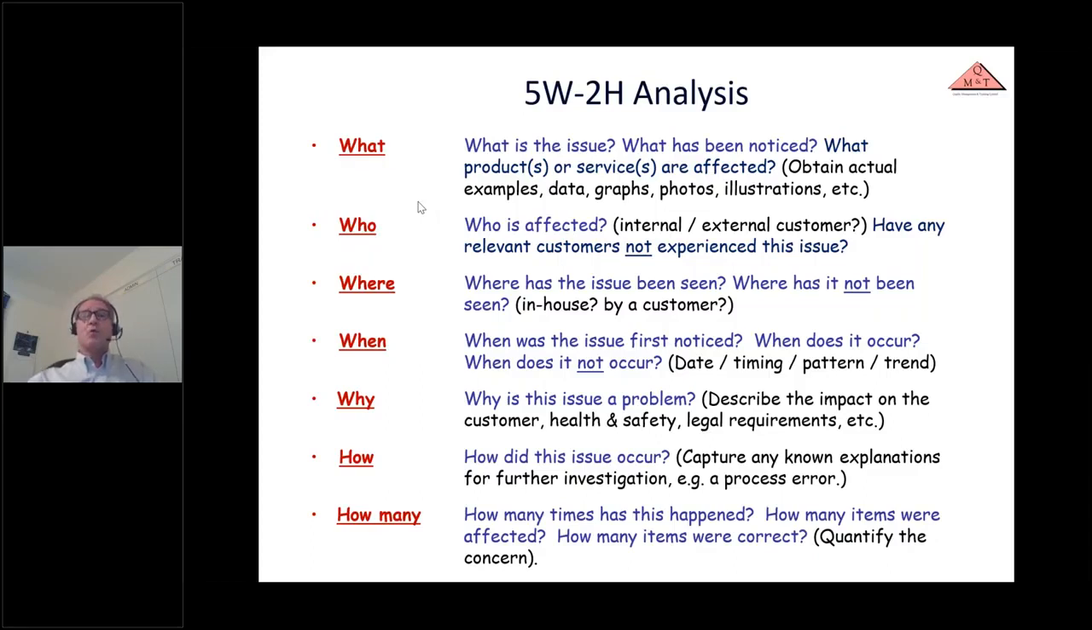Also, with the 5 W's analysis, the team will consider not only what is the issue, who is affected, where has the issue been seen, they will also consider in many cases the non-event. Have any customers not experienced this issue? Has the issue not been seen in some places? When does it occur? When does it not occur? The non-event is also useful information.